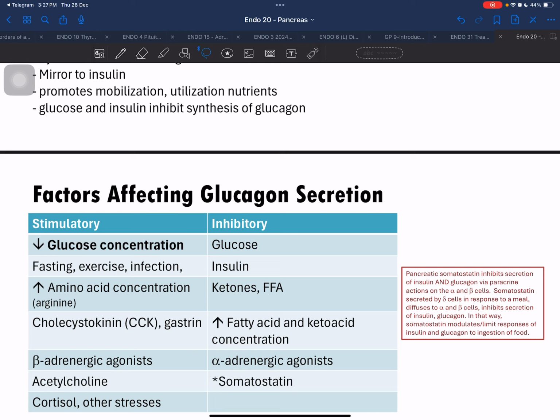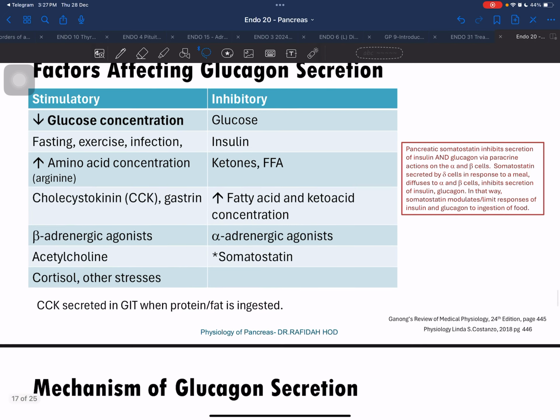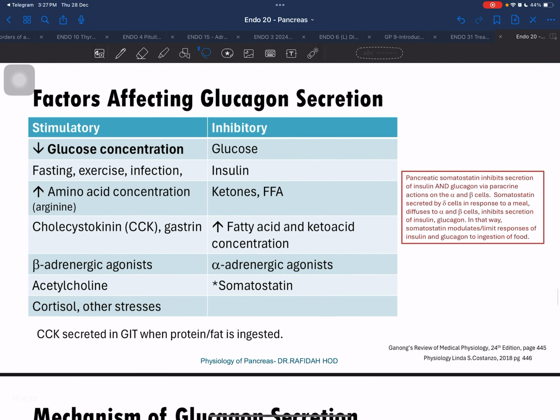So once you eat, then the somatostatin akan secreted, dia akan diffuse to alpha and beta cells. So this will inhibit the secretion of insulin and the glucagon. So they inhibit both insulin and glucagon. In a way, maknanya this somatostatin dia control lah, dia modulate the insulin and glucagon when you ingest food tadi. Sebab somehow dia inhibit both insulin as well as the glucagon.